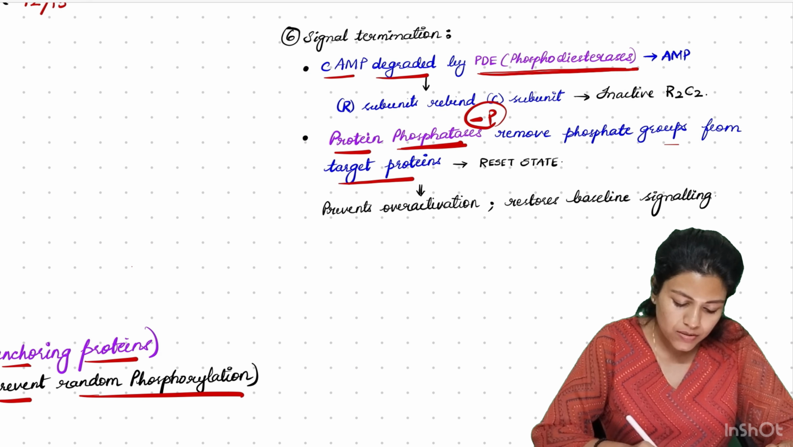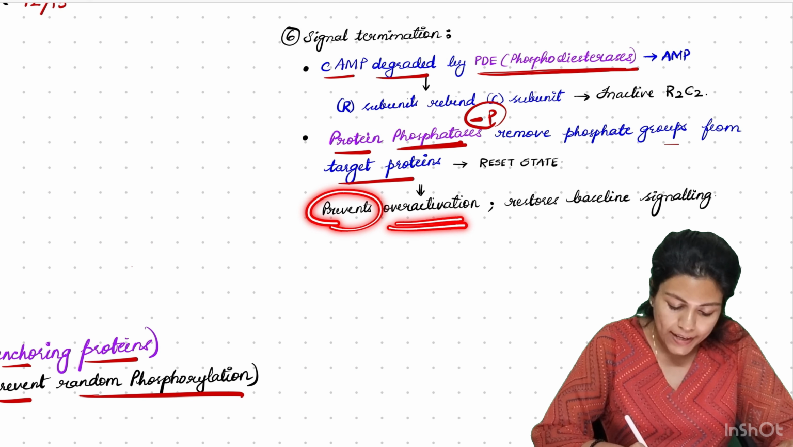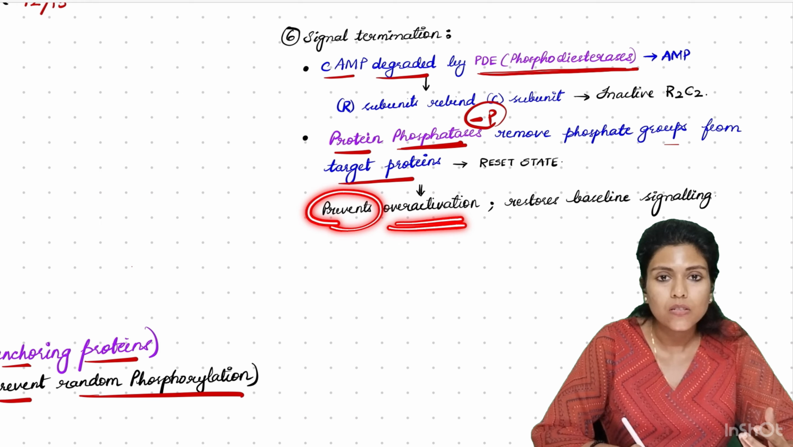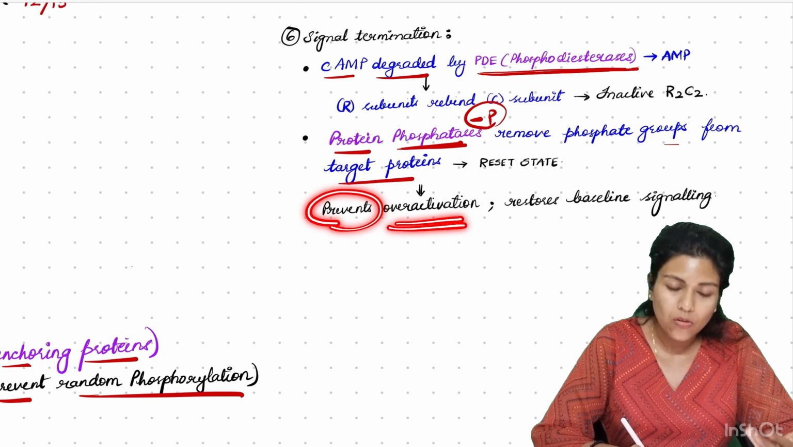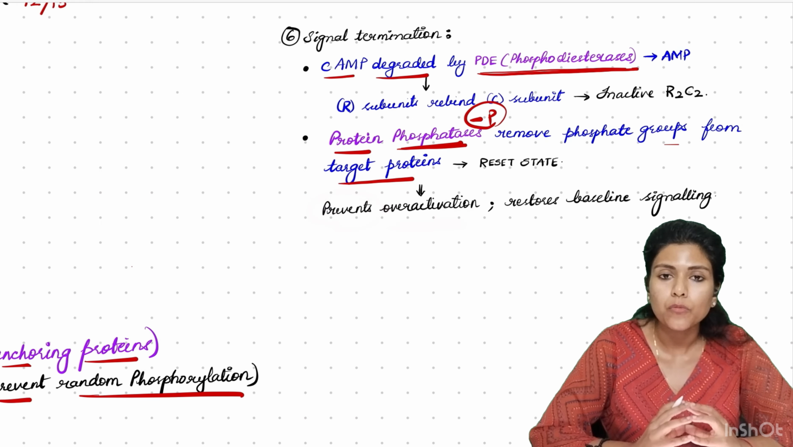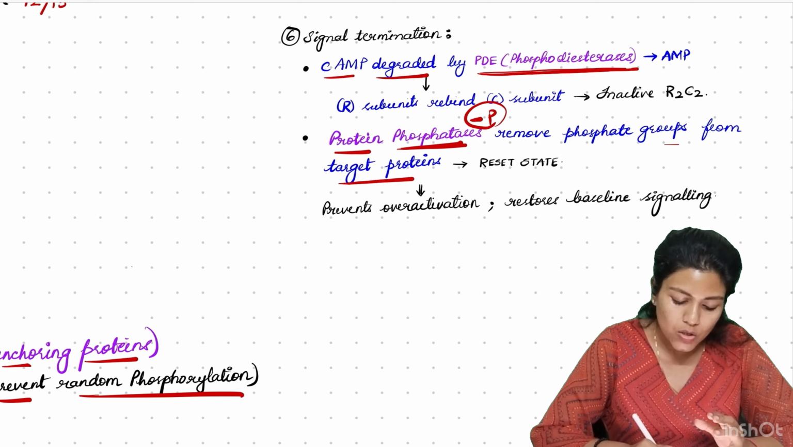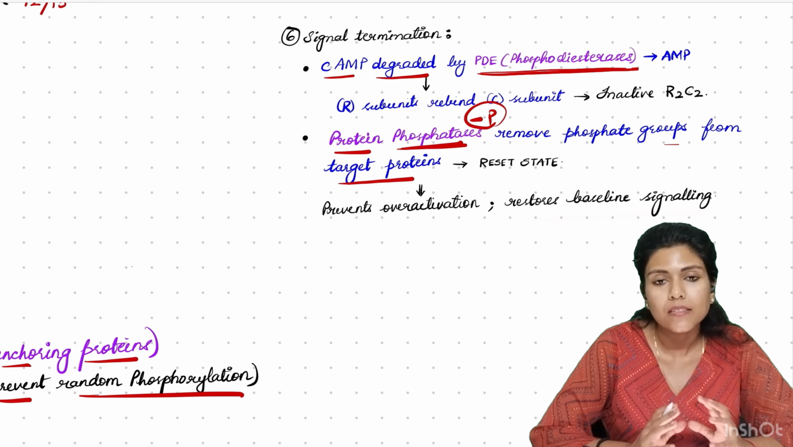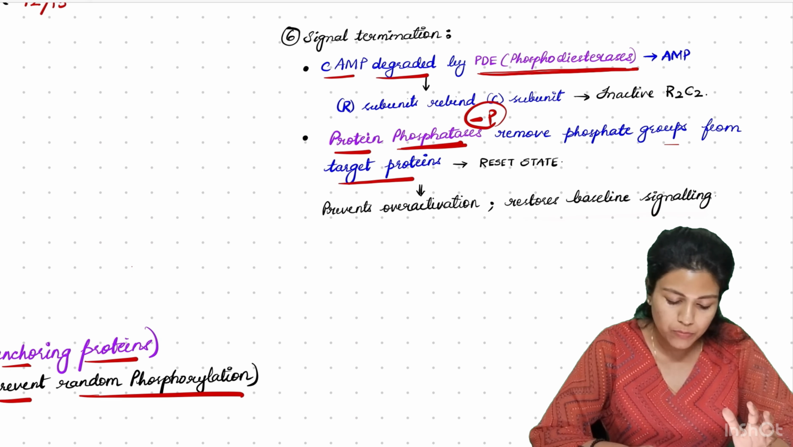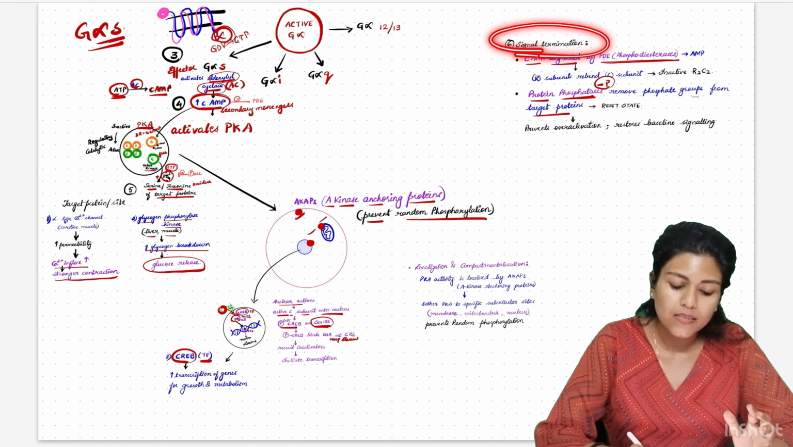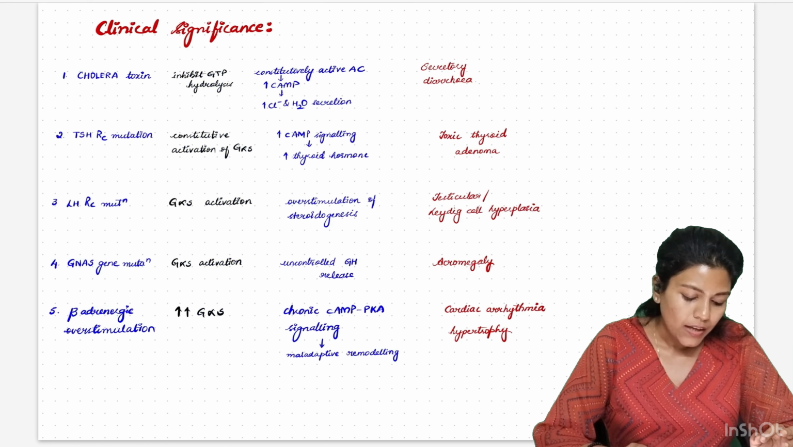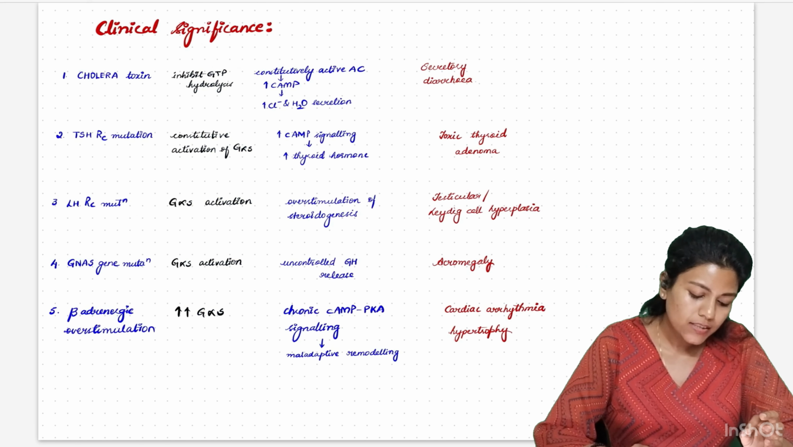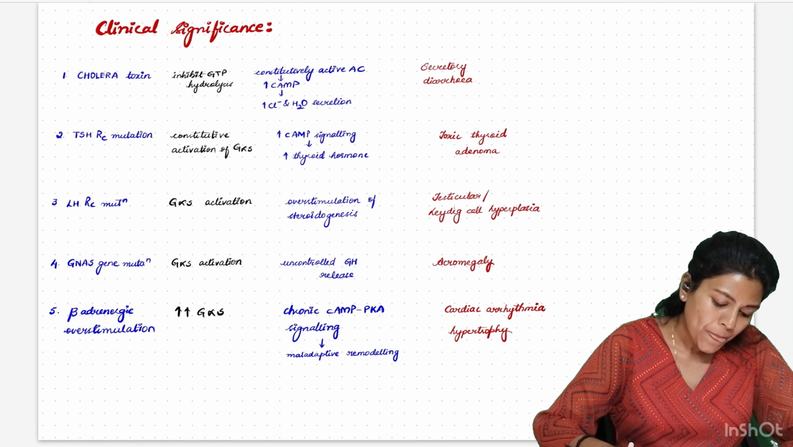The signal termination is essential to prevent overactivation. Signal does not have to act all the time. Once the final output is delivered, it has to end, to prevent overactivation and restore the baseline signal. Optimal signaling should be present, not overstimulation. For that reason, signal termination is a must. And let's see a few clinical examples with significance.